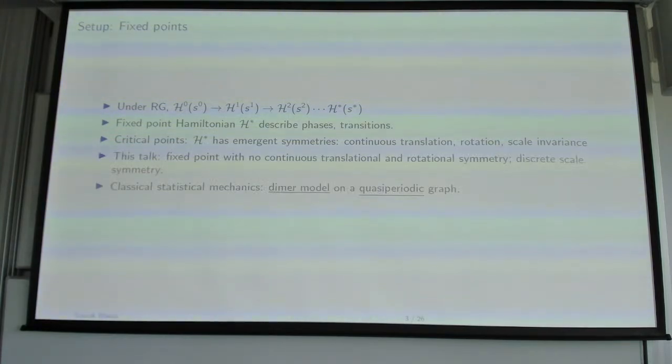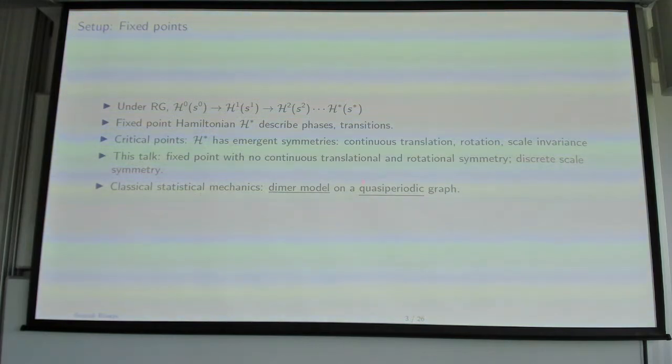So what I'm going to do today is show a classical statistical mechanics model which has a fixed point, but the fixed point is not characterized by any of these familiar symmetries. And more interestingly, I think, the scale invariance this fixed point shows is going to be discrete scale invariance. So I can only do the RG by some fixed set of length scales. The coarse graining is not over a continuous set of length scales, as I will show.